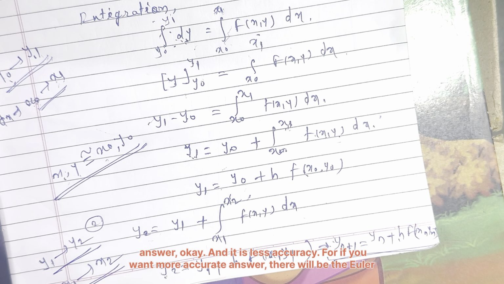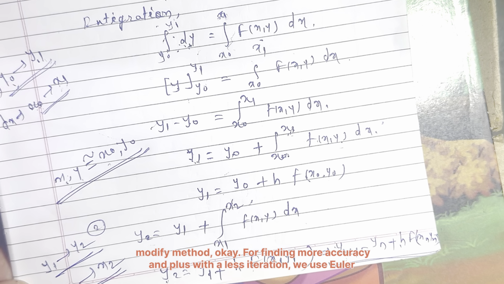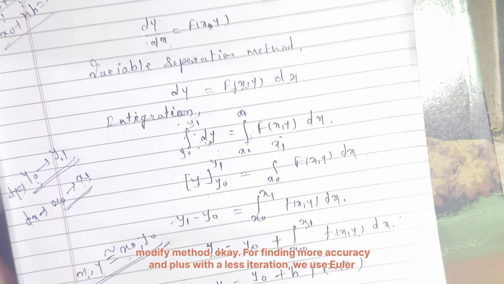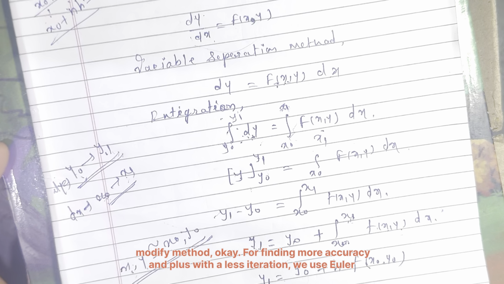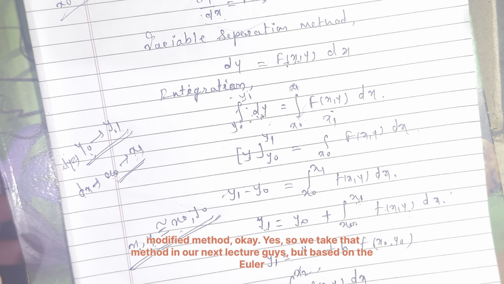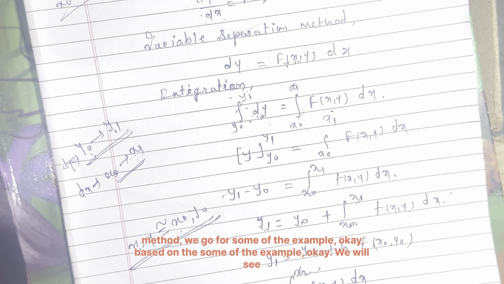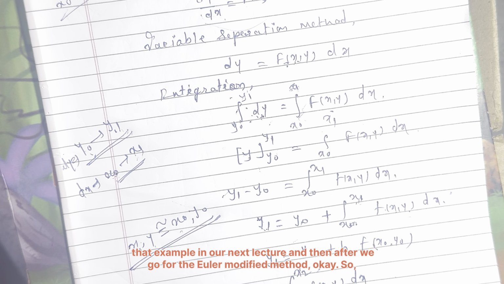If you want a more accurate answer, there is the Euler modified method. For finding more accuracy with fewer iterations, we use the Euler modified method. So we will take that method in our next lecture, guys. But based on the Euler method, we will go for some examples. We'll see those examples in our next lecture, and after that we go for the Euler modified method.